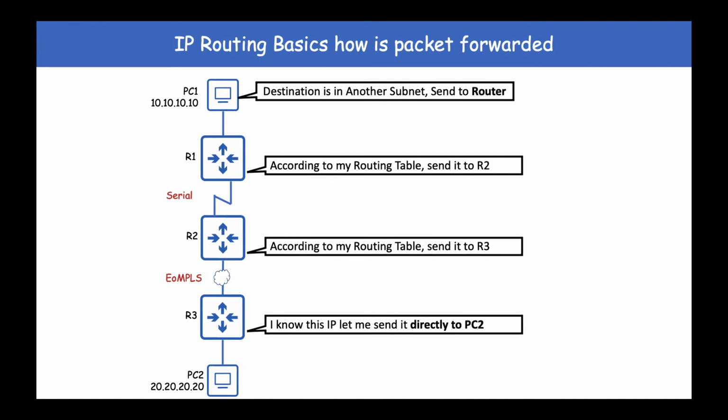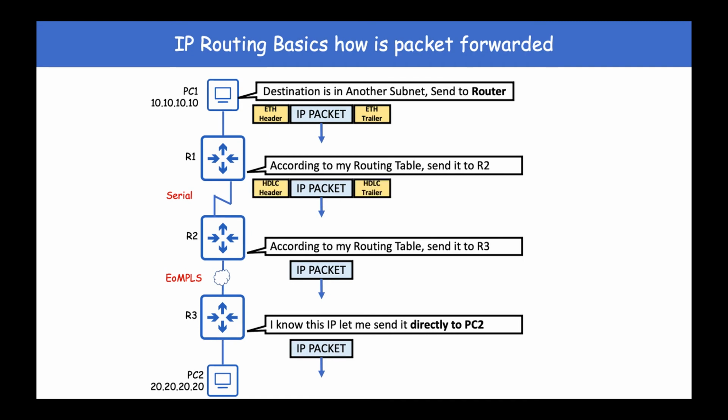Hence, PC2 gets the packet. Here we see that router 1 to router 2 is a serial link, that could be an HDLC link. Between router 2 and router 3 could be an Ethernet over MPLS link. It doesn't matter what kind of a WAN link it is. Since this is IP routing, layer 2 information has no value here. Layer 2 information was valuable only between the two directly connected nodes, that is PC1 and router 1, router 1 and router 2, router 2 and router 3, and router 3 to PC2.